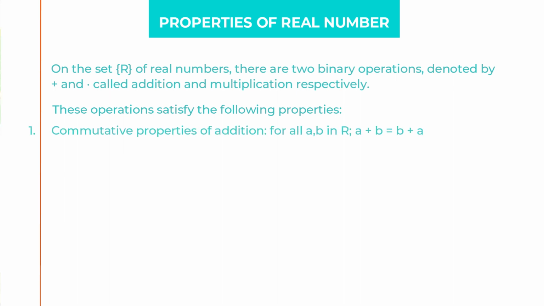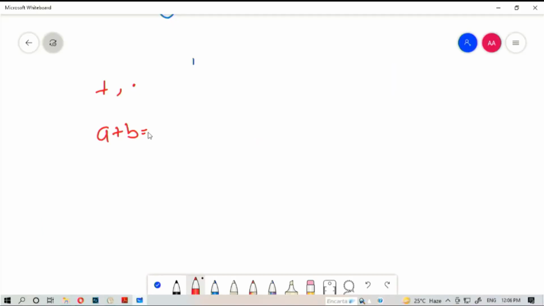The first one being that we have a plus b, if a and b are real numbers, it's equal to b plus a, okay. So we call this the commutative property of addition, where a and b are real numbers. So a, b are elements in R.